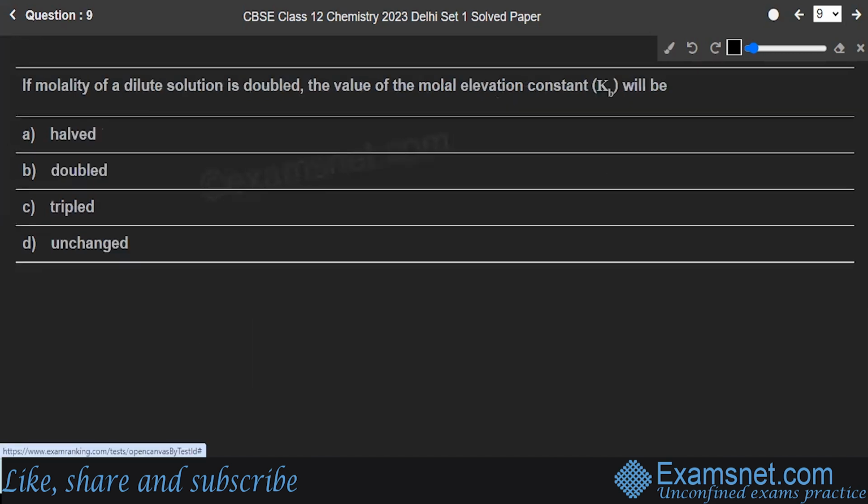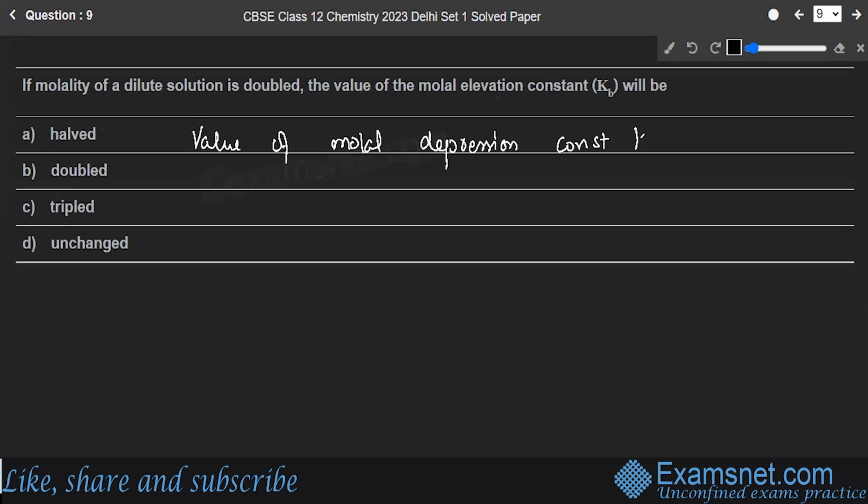Hope you understood this. Next is question number 9. The molality of a dilute solution is doubled. The value of the molar elevation constant Kb will be, how will it change? See, the value of the molar depression constant, that is Kf, is constant for a particular solvent, it does not depend on the molality of the solution. Thus, it will be unchanged when the molality of the dilute solution is doubled. No effect will be there. So it will be unchanged. Option D is the right answer.